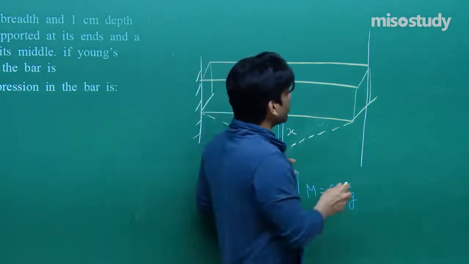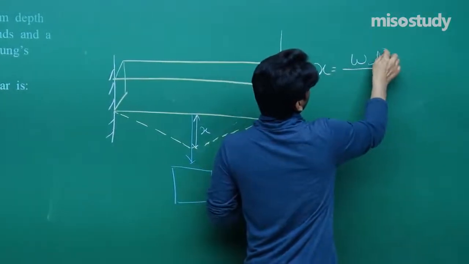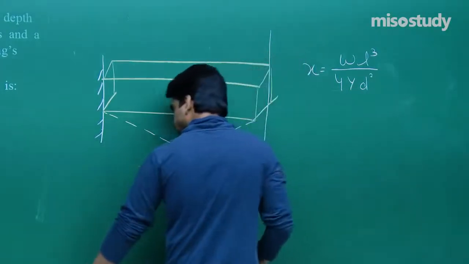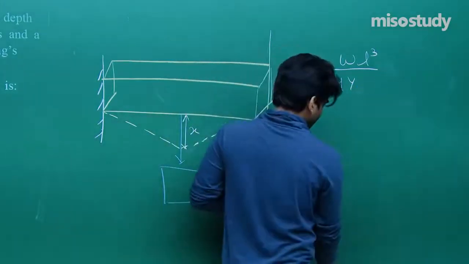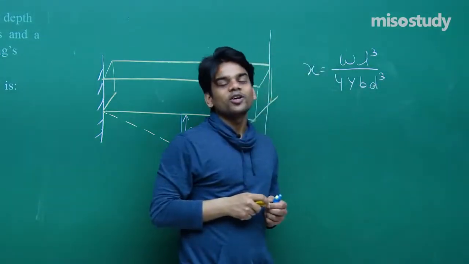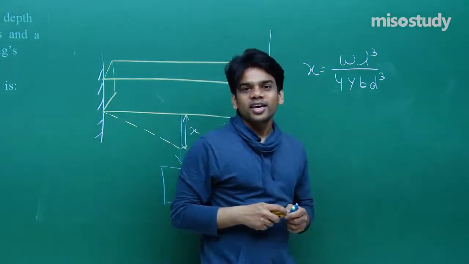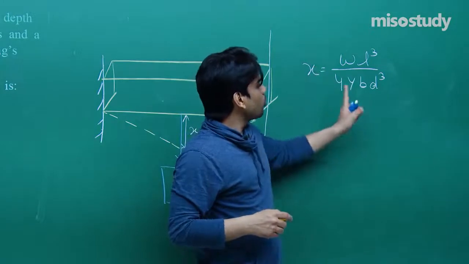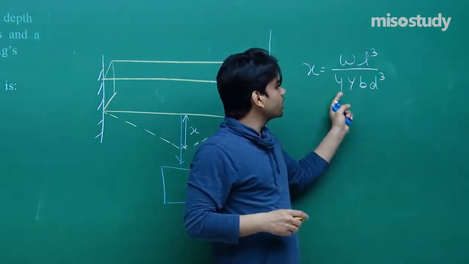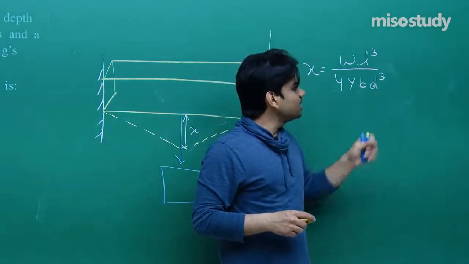So let me give you the formula. I have also discussed this formula in class. That will be equal to WL cube upon 4Y B D cube. This is what I have discussed while talking about the strength of material in the class. If you have watched each of the classes regularly, you would have got this. W is the weight that has been hanged, L is the length, 4 the numeral, Y is Young's modulus, B is the breadth and D is the depth.